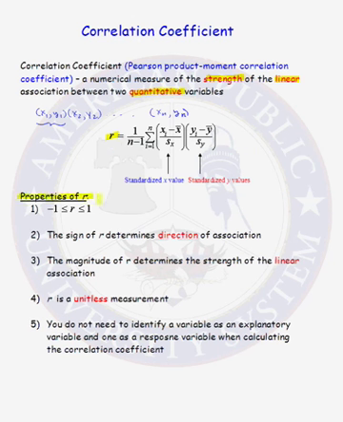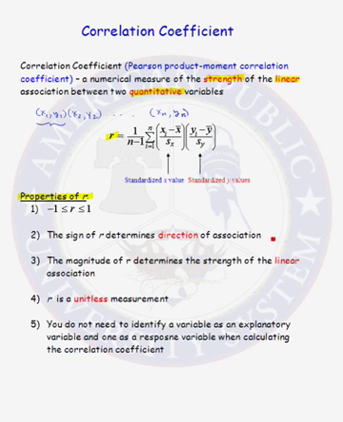What are the properties of our correlation coefficient? The correlation coefficient is always a real number between -1 and +1. A correlation coefficient equal to -1 means there is a perfect linear relationship, and it is negative, a negative slope, a perfect negative relationship. A correlation coefficient of +1 means there is a perfect positive linear relationship between the two variables.